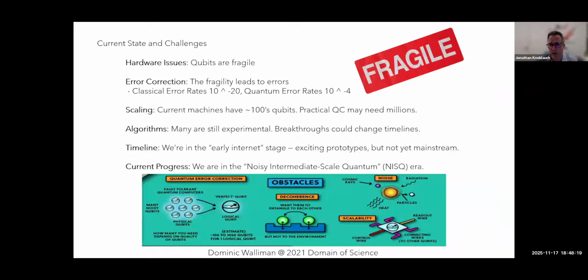Error correction. This fragility leads to errors. We need complex error correction systems, which in turn require many more physical qubits to create a single, reliable, logical qubit. Classical computing error rates are down around 10 to the minus 20, whereas quantum error rates start around 1 in every 10,000.